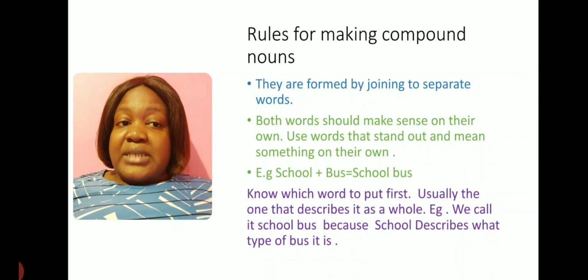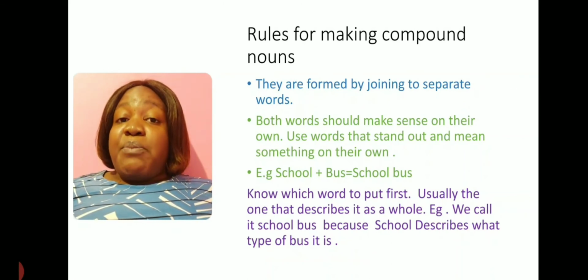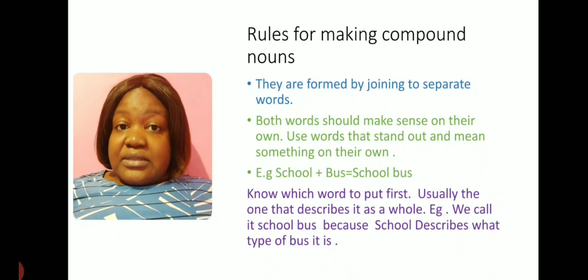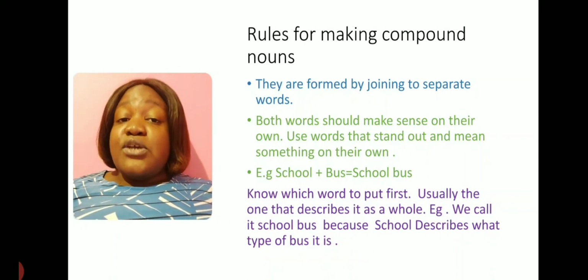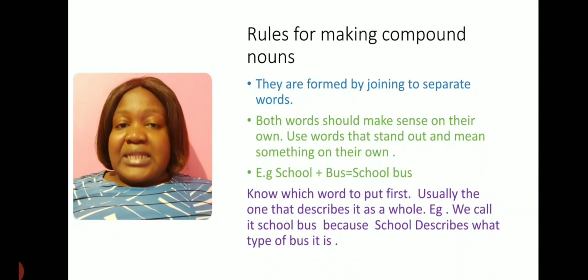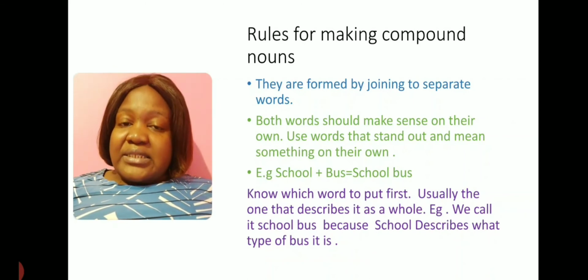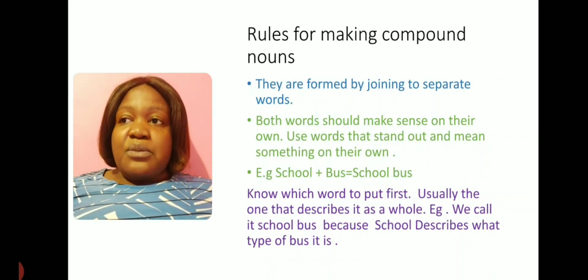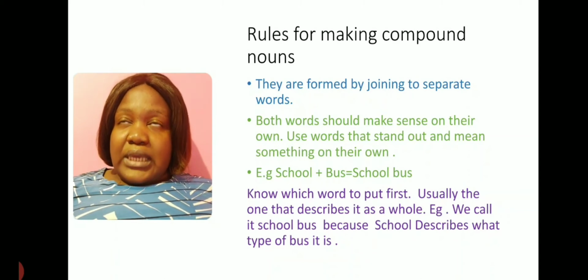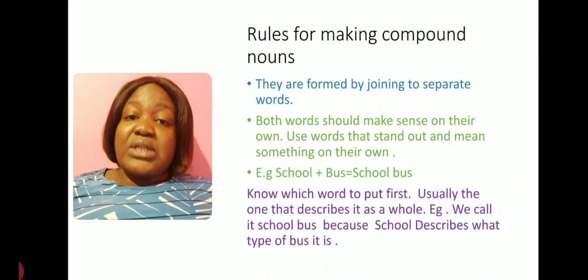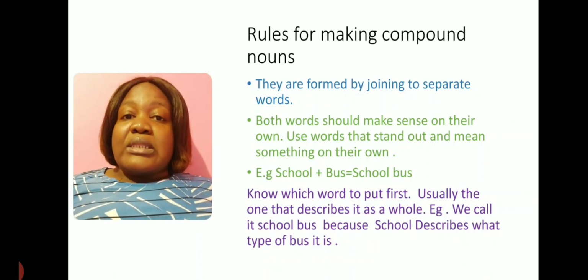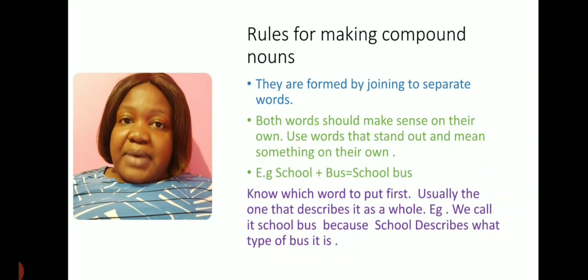The third one we must know is which one we put first, because the one that comes first should be what describes the noun. We cannot say bus school because it wouldn't make sense. But when we say school bus, we already know what bus is, but then when we put school, then we think, okay, this is a bus that is used by the school to transport learners and teachers. So this school being in front of the bus describes the noun as a whole.